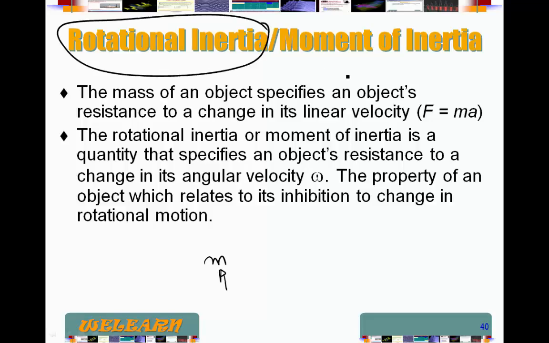The term that most people use is moment of inertia. The engineering term is moment of inertia. But the more intuitive term would be rotational inertia. So the rotational inertia of an object is a quantity that specifies how easy or how difficult it is to change the state of rotational motion of an object.